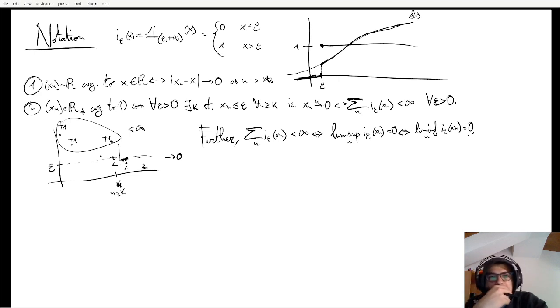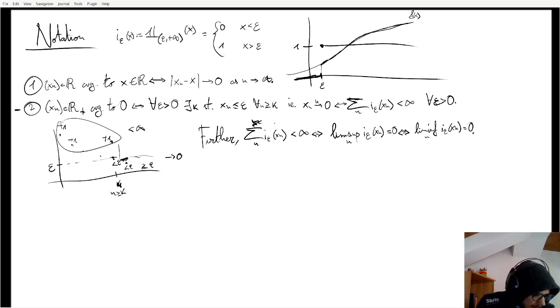So this is quite, I don't know where we will use this thing, and I don't remember where. Oh, okay. This we will use for almost sure convergence, for the characterization theorem of almost sure convergence.